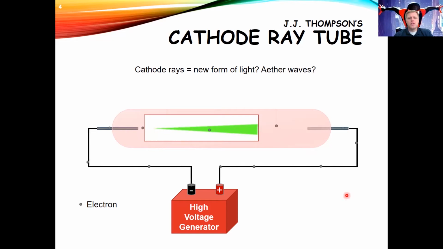After he saw these streaks, he put some plates on either side of the tube. He applied a positive potential to one side and a negative to the other. And when he did that, he noticed that this beam started curving towards the positively charged plate. So whatever was flying through here, scratching this phosphor paper, had to have a negative charge, because if it wasn't negatively charged, it wouldn't be attracted to a positive charge.